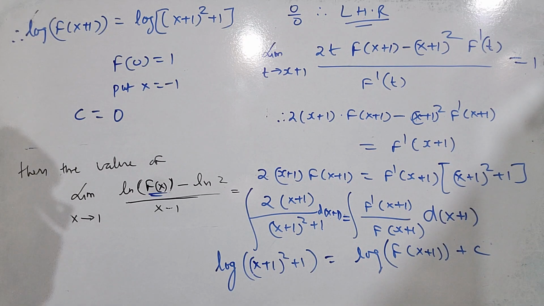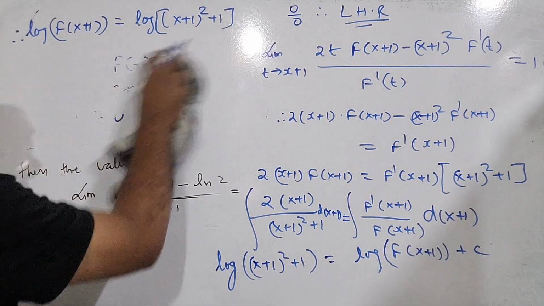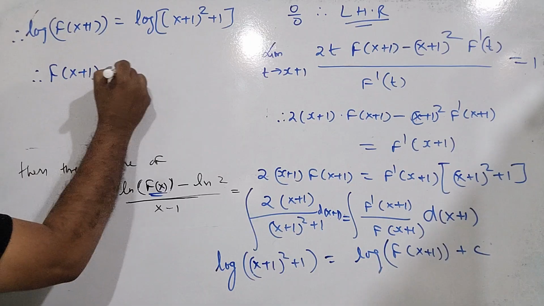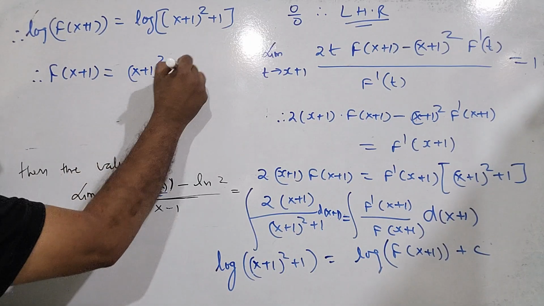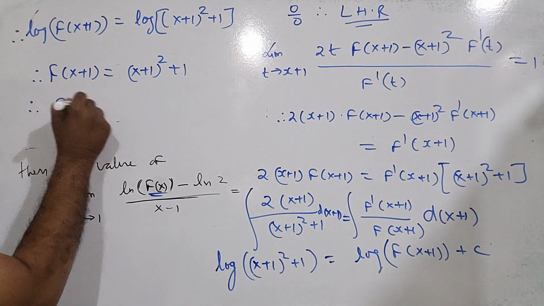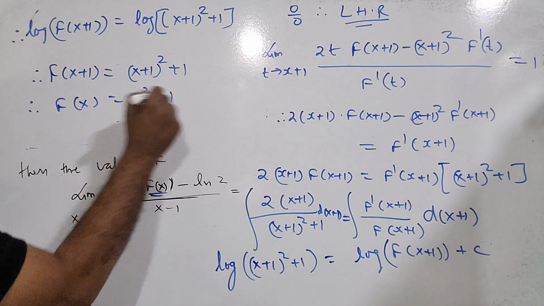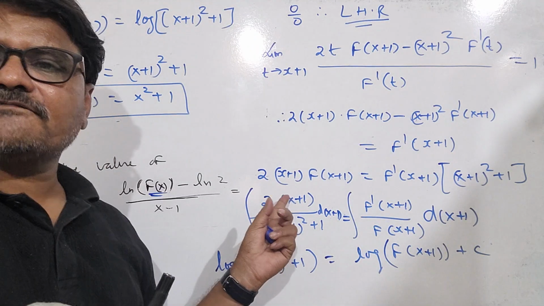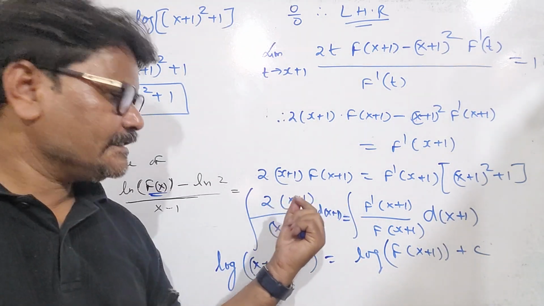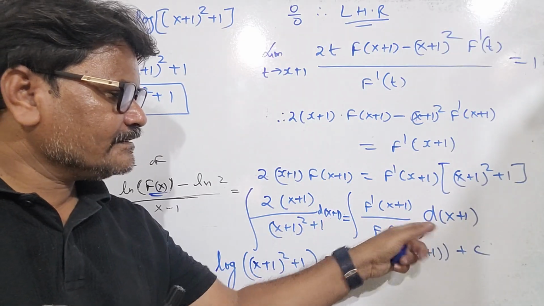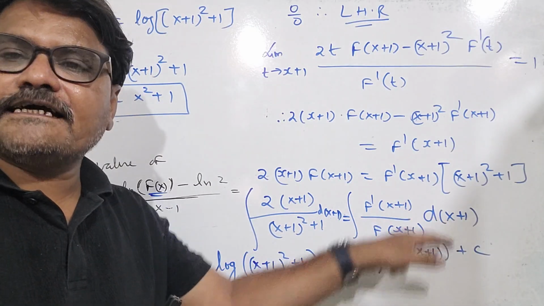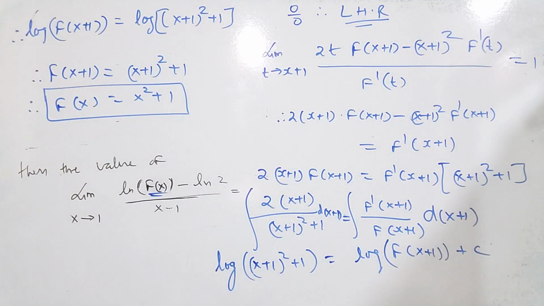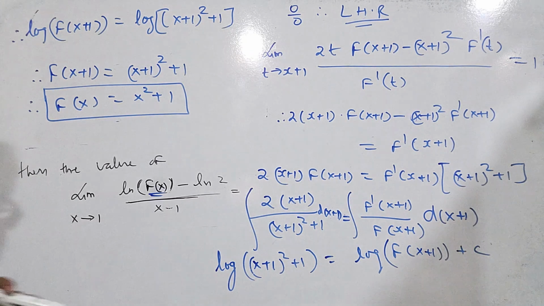Is that okay? Fine. So therefore, this is important, f of (x+1) equals (x+1) whole squared plus 1, and finally I can write f of x equals x squared plus 1. Therefore I said that you can replace this x plus 1 everywhere by x only, or you can integrate by considering x plus 1 as the variable of integration. So all this concept is important over here. Now it is very easy to find this limit.